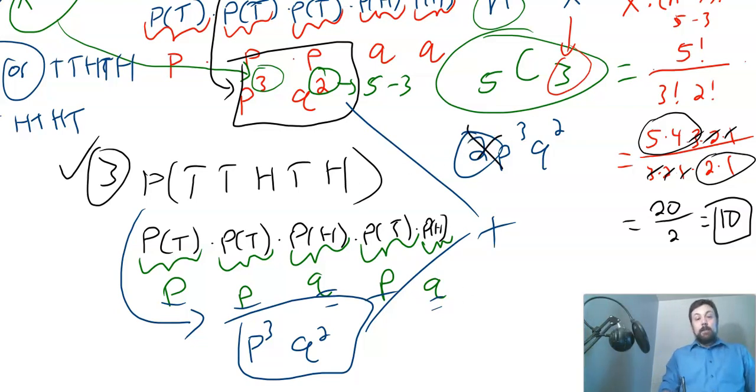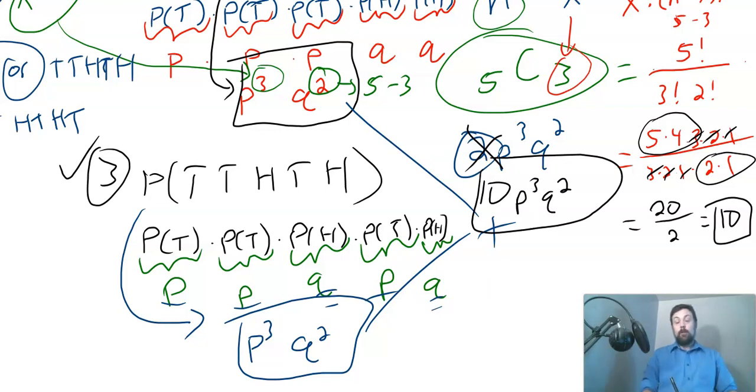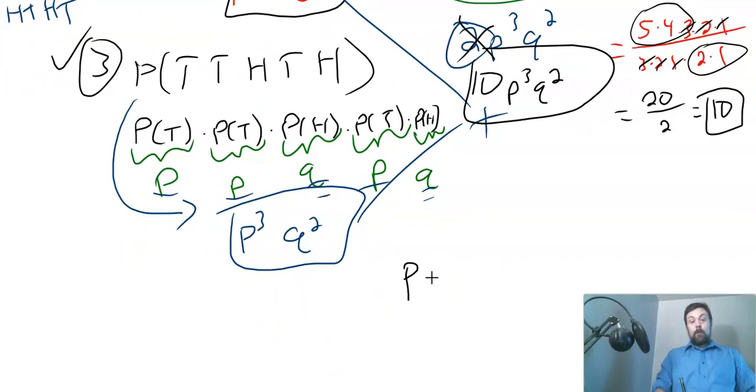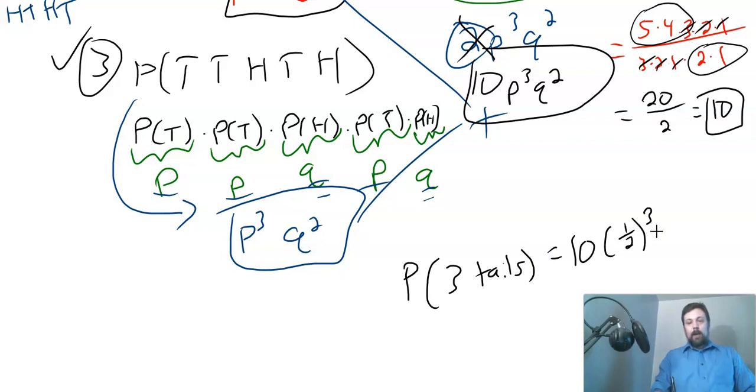And so we're going to have not 2 of these, but we're going to have 10 of these p to the 3rd powers, q to the 2nd powers. And that's why the formula looks the way it does, right? And in case you're curious, what's the answer? What is the probability out of 5 coin flips that you get 3 tails? It's going to be 10 times p, which is 1/2, to the 3rd power times q, which is also 1/2. The probability of getting tails is 1/2. The probability of getting heads is also 1/2. And so we raise the first one to the 3rd power, the second one to the 2nd power.